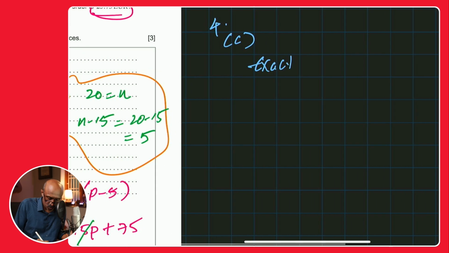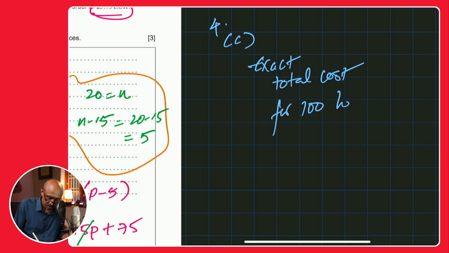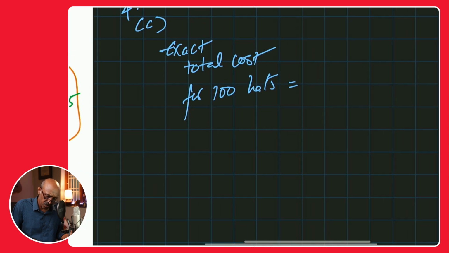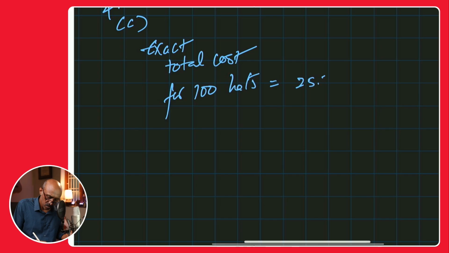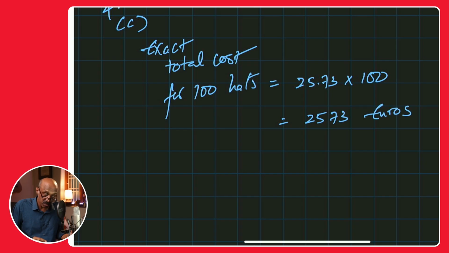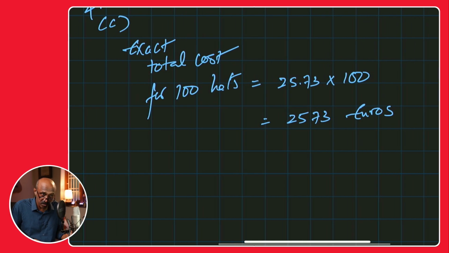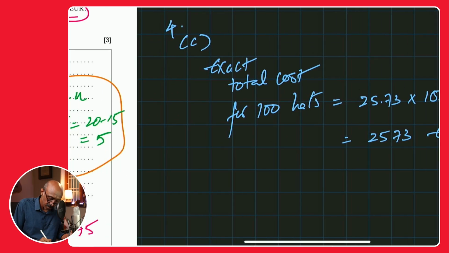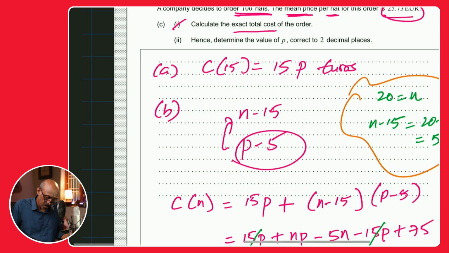Exact total cost for 100 hats. And that is basically the mean price, which is 25.73 times the 100. And you don't need your calculator for this. 2573 euros. Make sure that you mention the units. That's equally important. Euros. Is this clear? All right, there you go. Much clearer now. There's a C part 1, I believe, so I didn't put that there. C part 1. What's the next part?